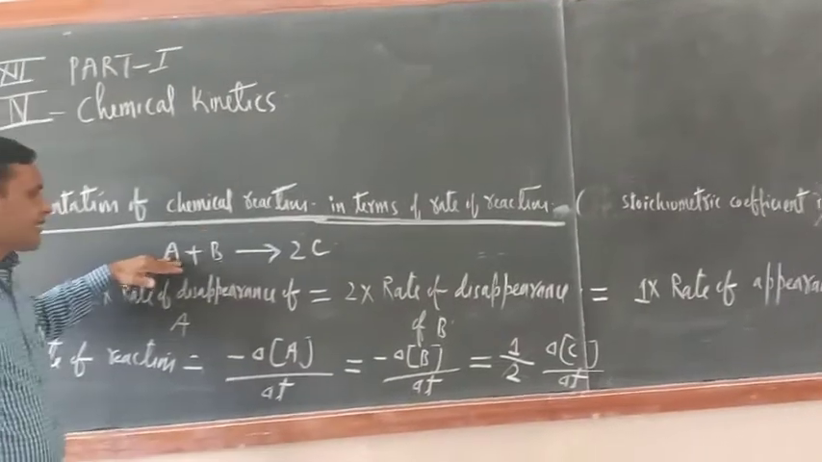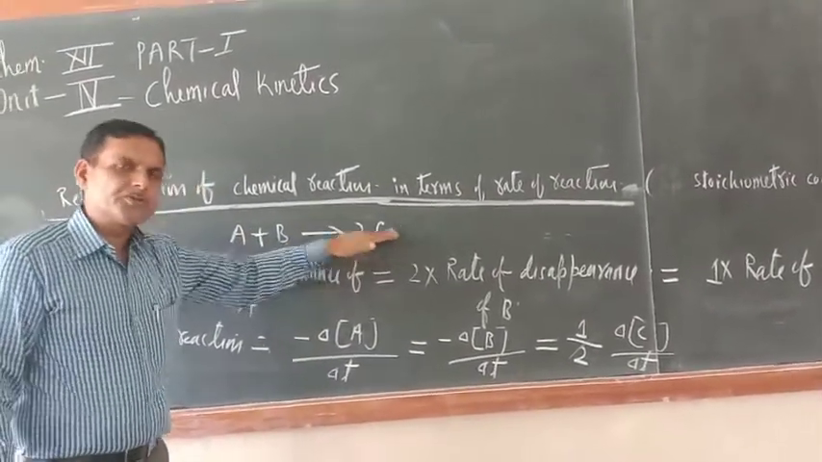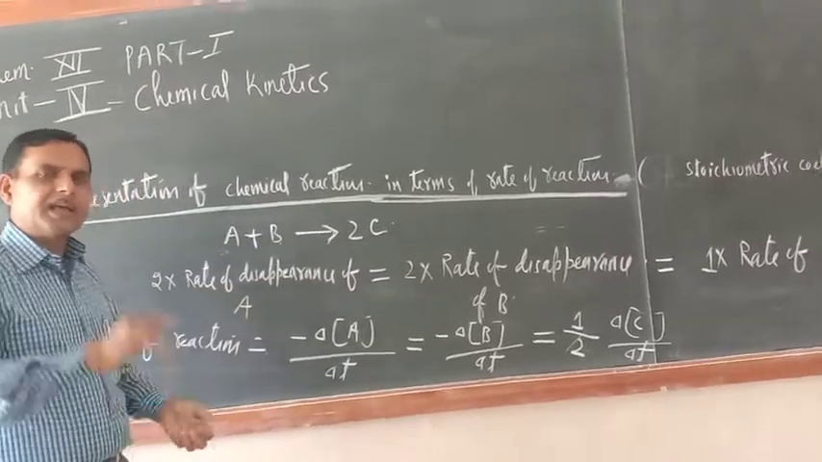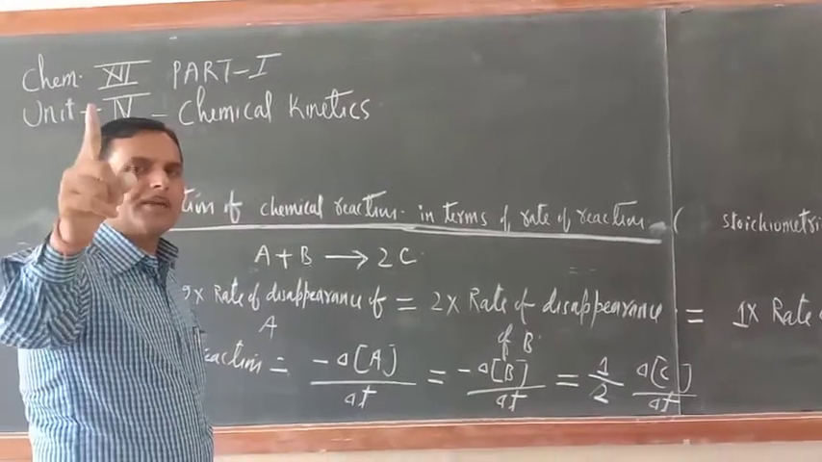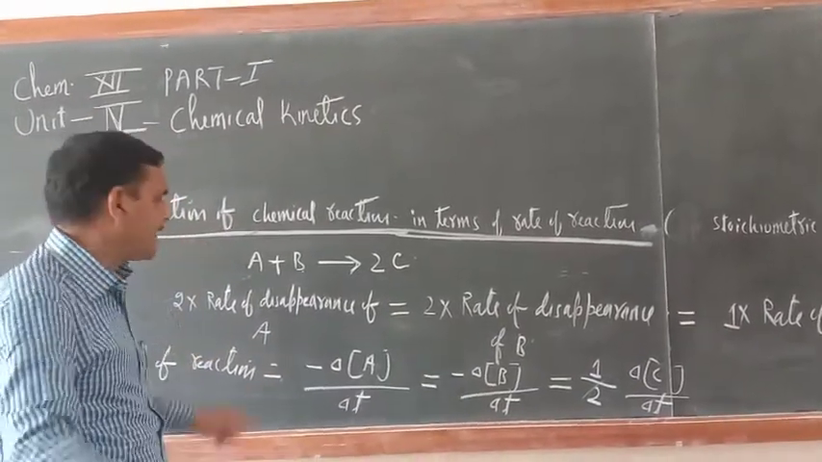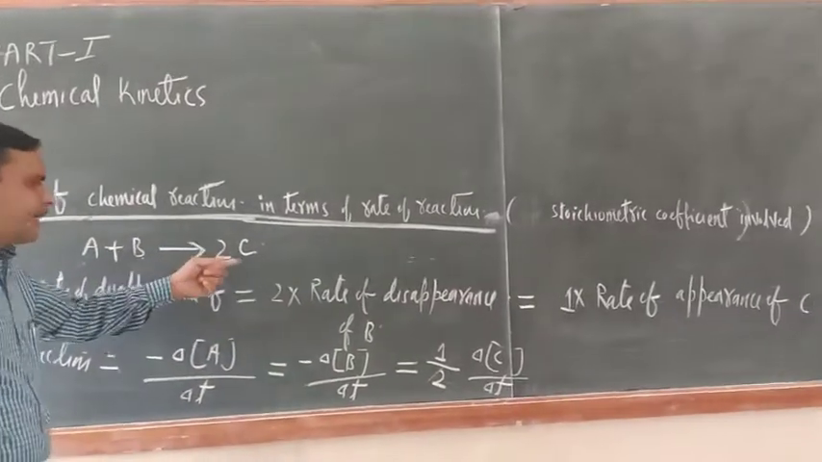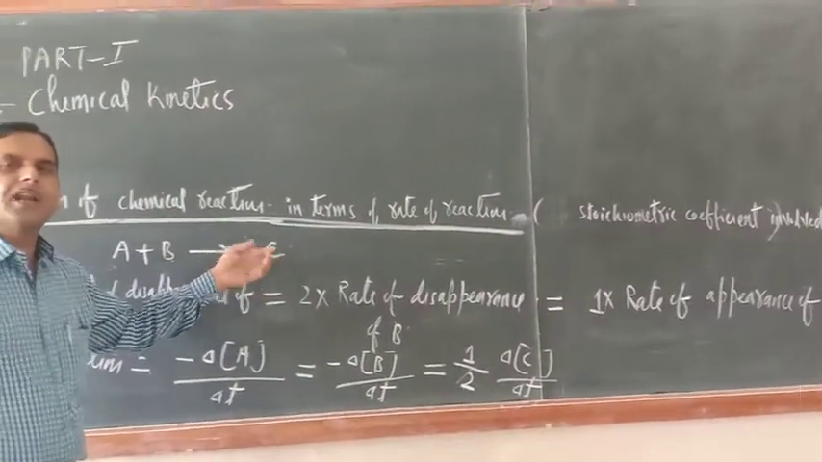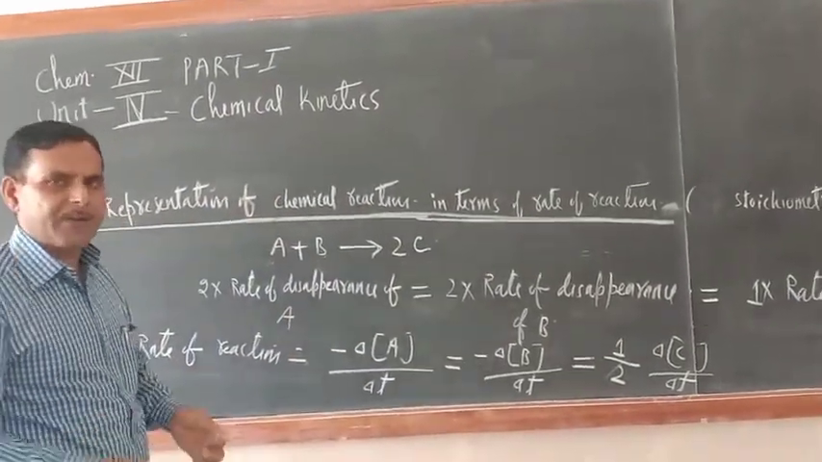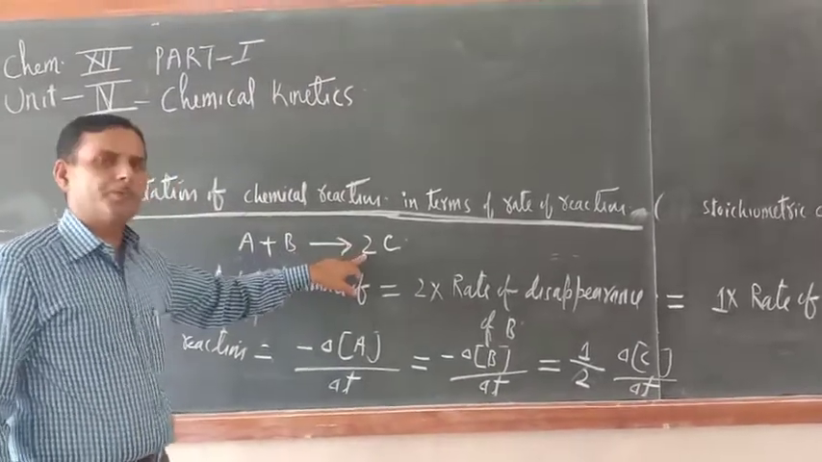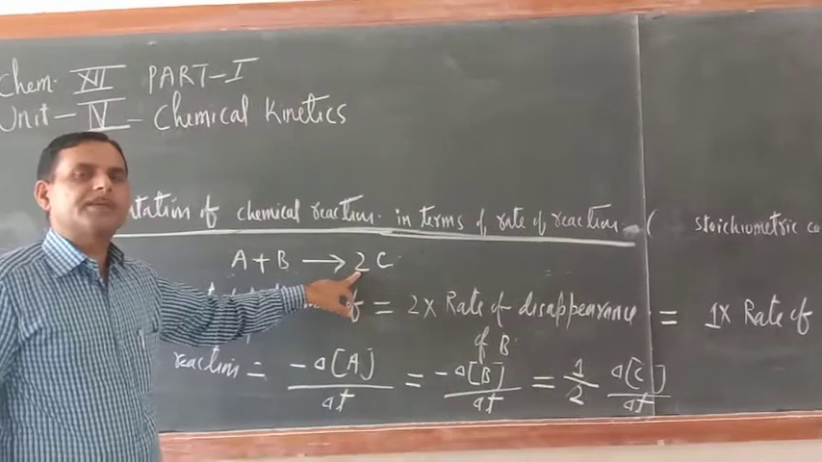Because with respect to A, this is 2, and with respect to B, this is 2. So the meaning of this is that A has to disappear 2 times, then 1 time C will form. Similarly, B has to disappear 2 times, then 1 time C will form. Now how will you represent this? In simple language, whatever stoichiometric coefficients are involved, they should be written in terms of 1 by.